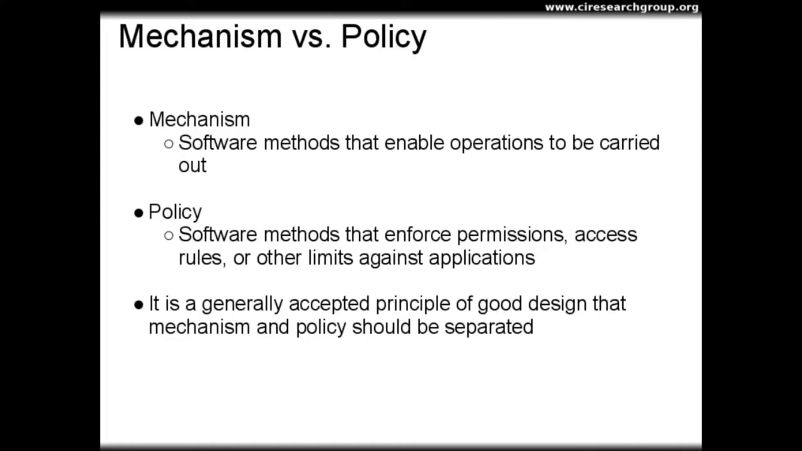Policy, on the other hand, is a set of software methods that enforce permissions, access rules, or other limits against applications. So a policy, for example, would be something that said that only users who met certain criteria could send a message out to a hardware device to blink a light, or enable a camera, or perform some other hardware function. It's a generally accepted principle of good design that mechanism and policy should be separated as much as possible.